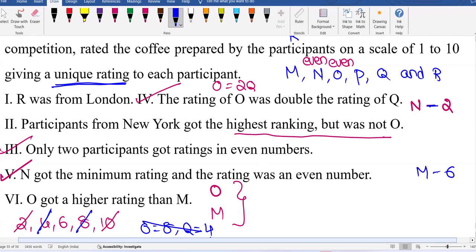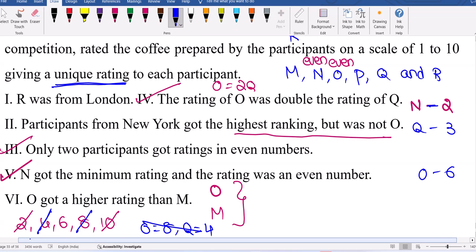When M is 6, O is double the Q, so O is 6 and Q is equal to 3. O is equal to double Q. So then why not 4 and 8 till 10? Because O is not the highest one, and 2 is already assigned for N.